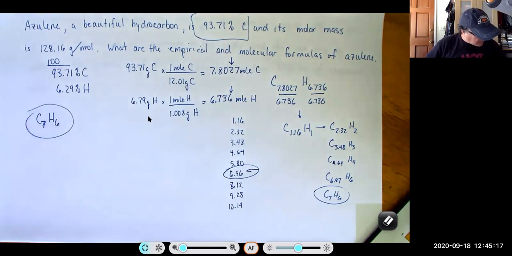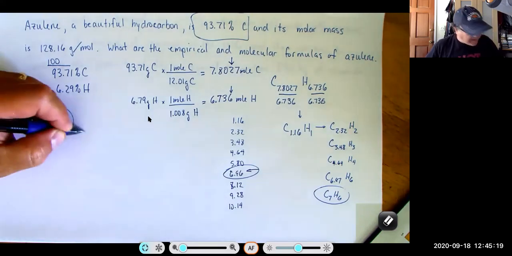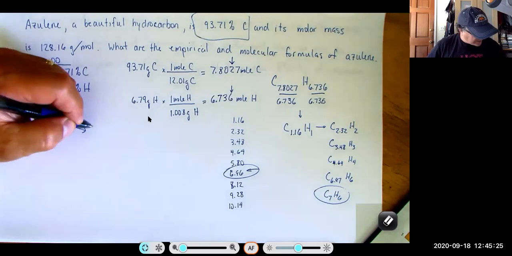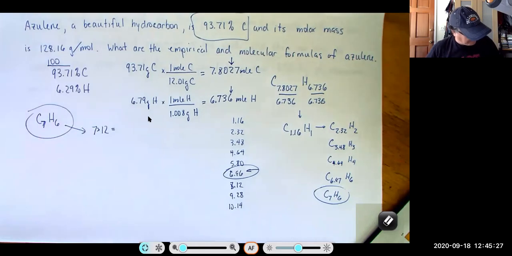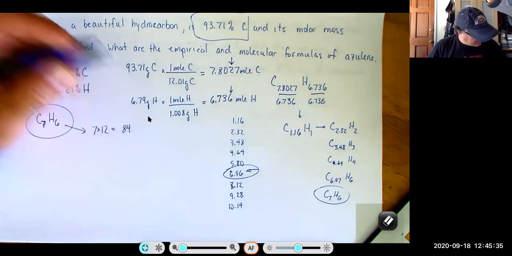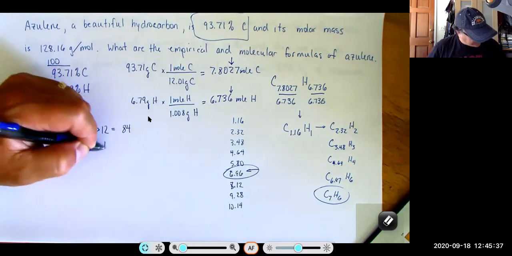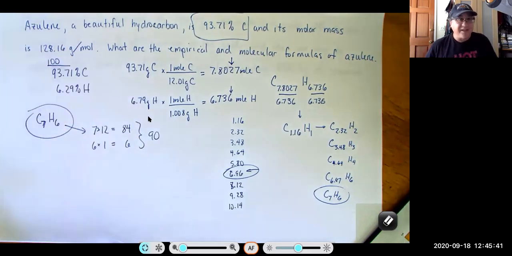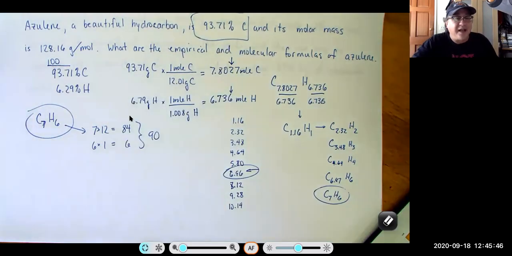Now, if this works out right, we should be able to take the molar mass of this and divide it into the empirical formula to get the molecular formula. So 7 times 12 is equal to what? You guys can't do this in your head? 84. 6 times 1 is 6, so we get 90. Yeah, I don't think this is written correctly. I'll be honest with you.